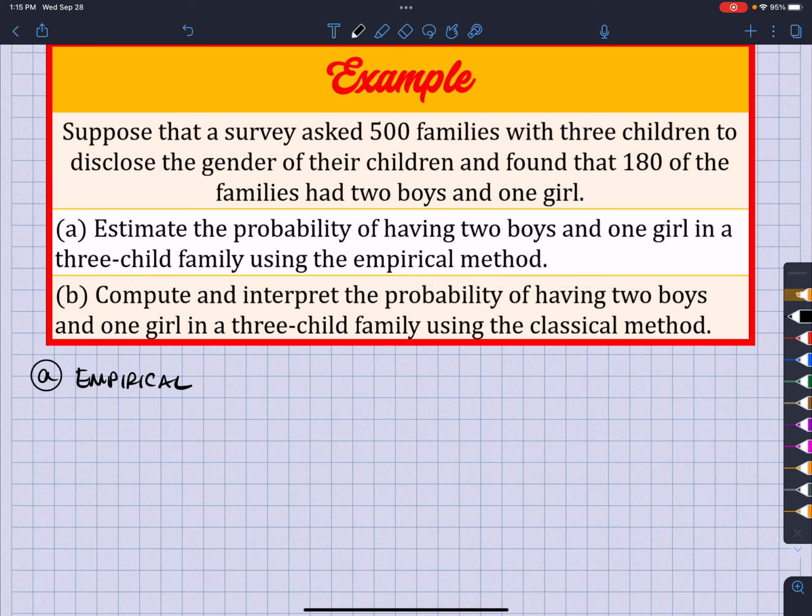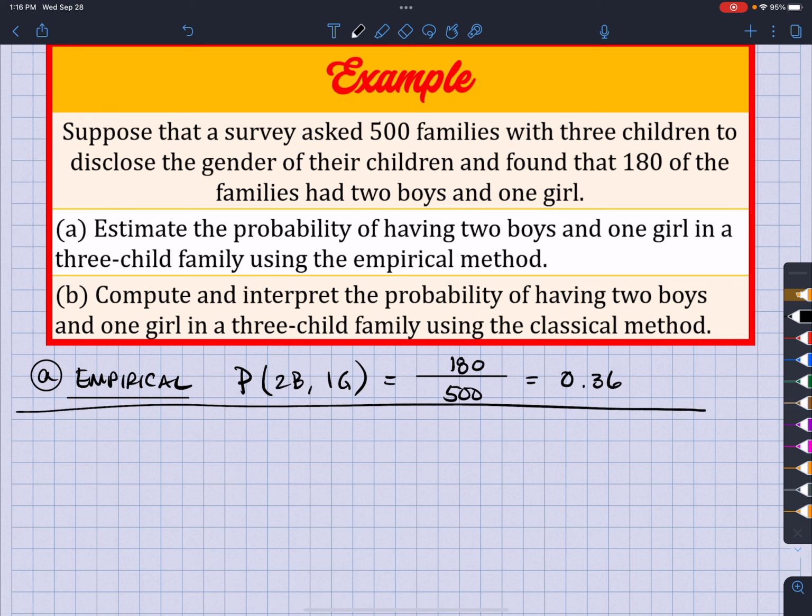Okay, so with empirical, it wants me to find the probability of 2 boys and 1 girl. Well, how many families were asked? You're going to say 500. Great. How many families had 2 boys and 1 girl? You're going to say 180. So I divide those two and I'm going to get 0.36. Right. And it's between 0 and 1. Okay. So this would be my empirical way of finding the probability.